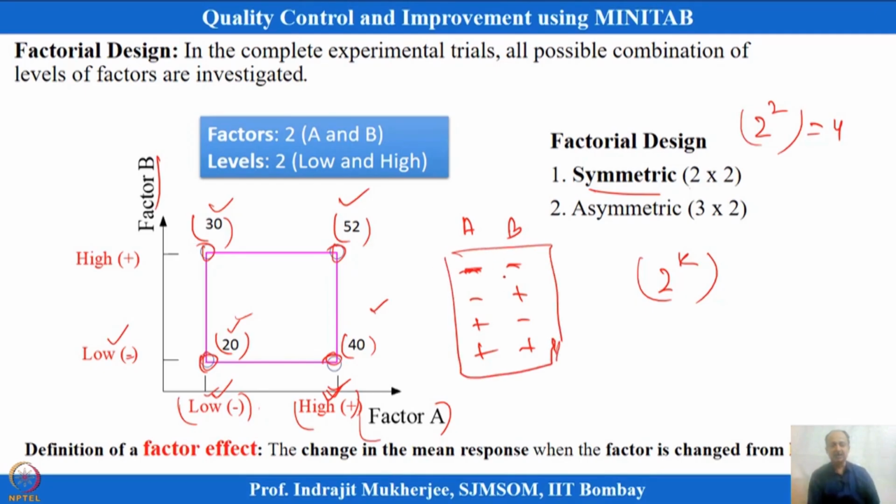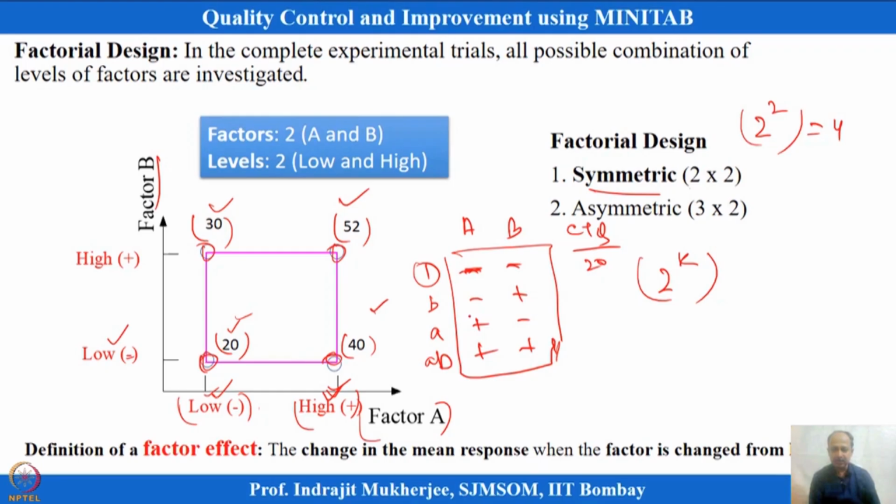This is the design matrix, and we will run the experimental trials and measure the CTQ values. If I run this combination, this is the B combination over here and this is the A combination over here, this is the AB combination over here. In this case we will measure the value. So, this is the minus minus combination.